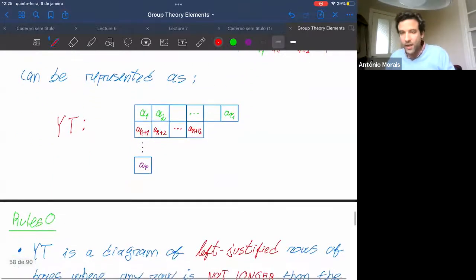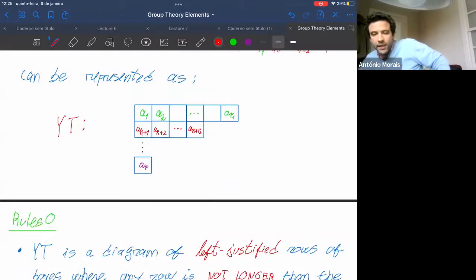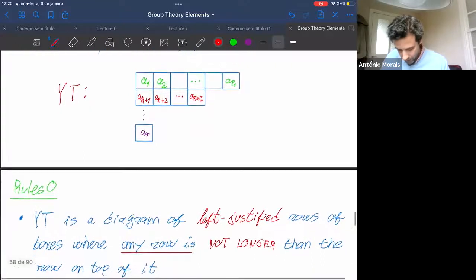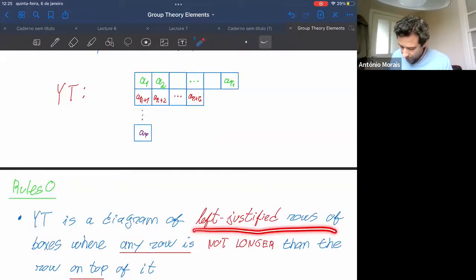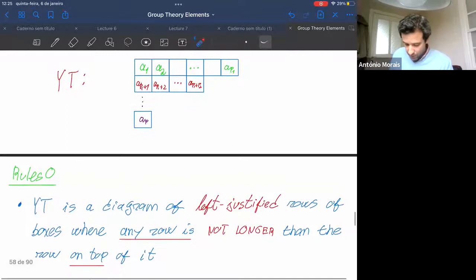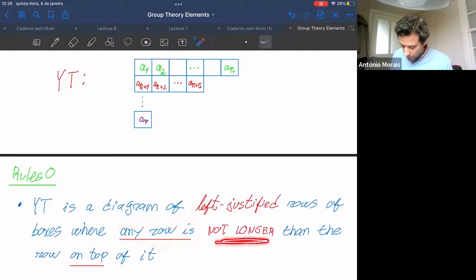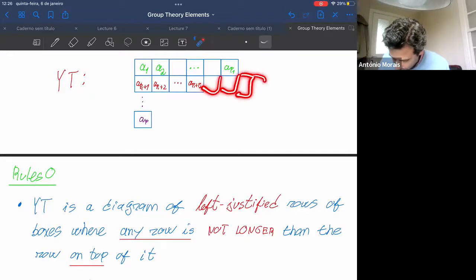But what are the rules? And these are the zeroth rules. So the first ones. We first need to build this Young Tableau that you see here. And you see this is left justified, the Young Tableau. So this is the first thing. A Young Tableau is a diagram of left justified rows of boxes where any row is not longer than the row on top of it. So we could not have, for example, this thing here.